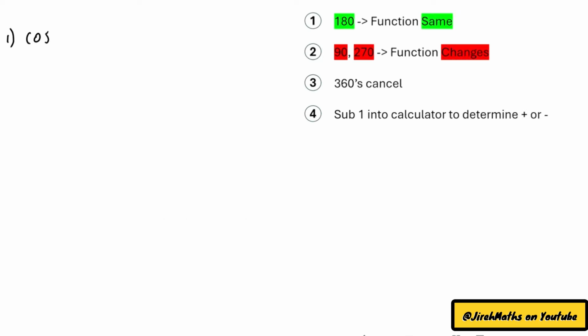Is cos 180 minus x. We see that this is the first rule because it is 180, therefore the function stays the same. So this is going to be cos x. Now, after applying rule 1, we then need to apply rule 4. So we always apply rule 4. After applying 1, 2, or 3, we always have to apply rule 4.